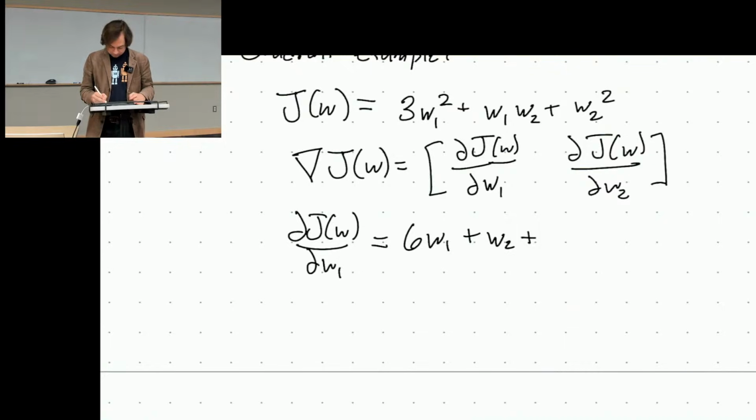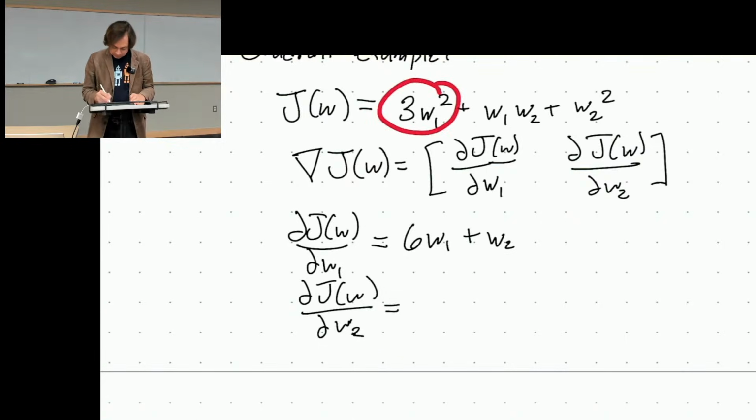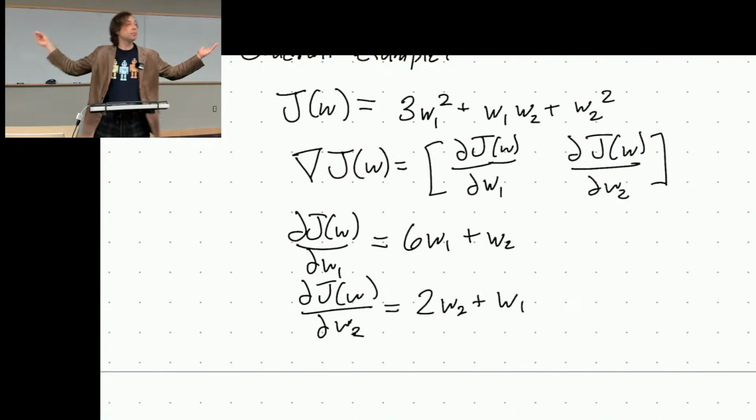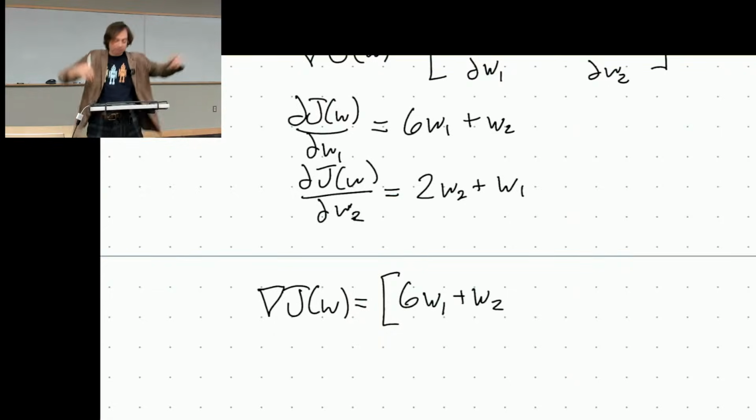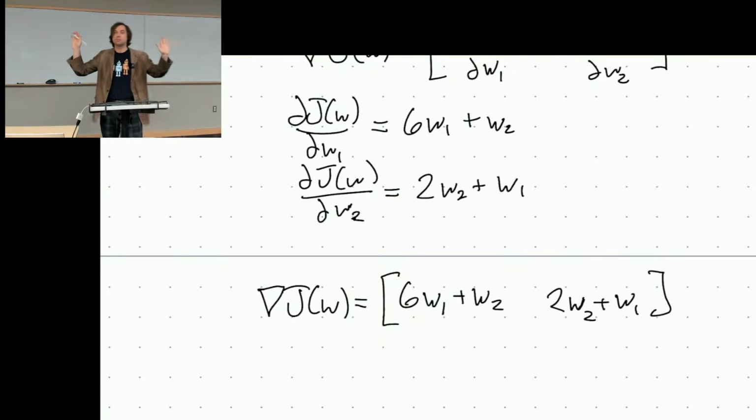Sorry, you're all getting your calculus refresher for no reason. Then partial with respect to W2. This is all a constant. This constant is going to be W1, and this is going to be 2 times W2. So 2W2 plus W1. So your gradient of J of W is going to be 6W1 plus W2 in a vector with 2W2 plus W1. There you go.